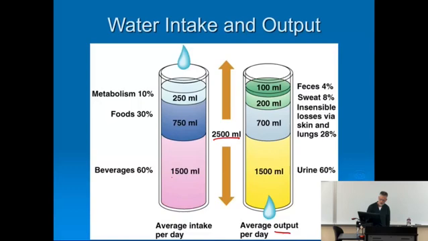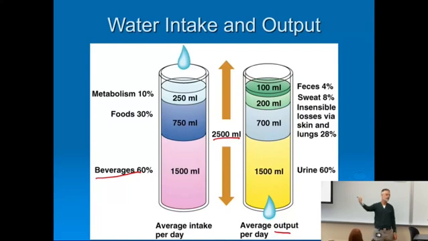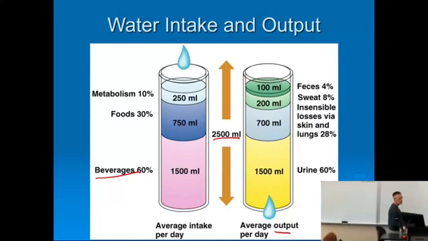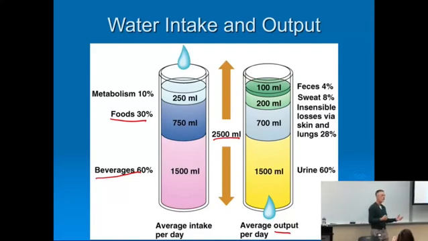In terms of our major intake for water, it is beverages, right? Drinking water, drinking lemonade, drinking whatever. But you also get about a third of your fluids from your food. Now, it depends on the food that you're eating, right? So if you're eating a meal of straight beef jerky or concentrated protein bars or something like that, there's not a lot of water in those, right? So that percentage is going to go down.